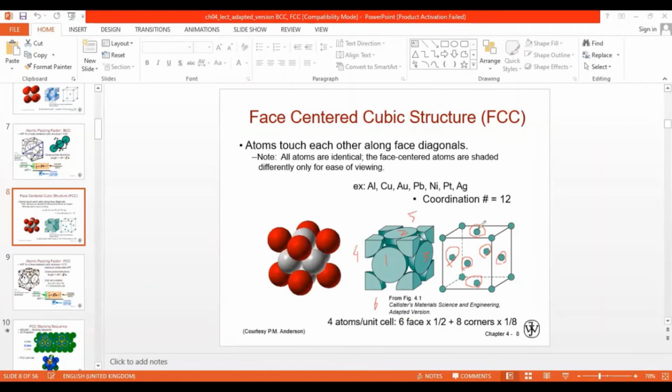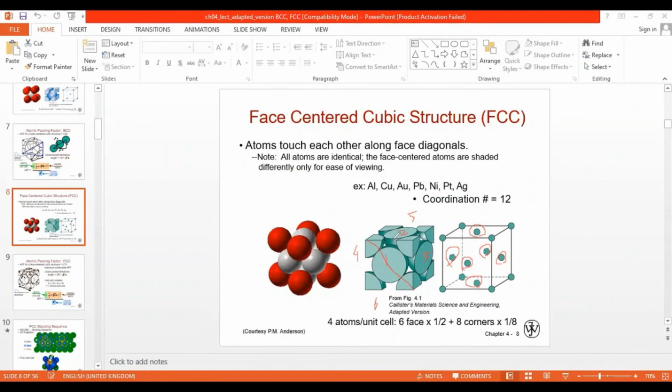If you remember the body centered cubic, in that one the center is occupied by a single atom, which is the body atom. But here the faces are forming the center, so it is called face centered cubic structure, right? Atoms touch each other along face diagonals. So here you see, along the face diagonals atoms touch each other. This atom and this atom and this atom are in contact along the diagonal of the face.